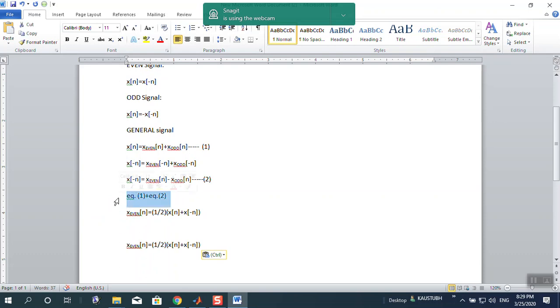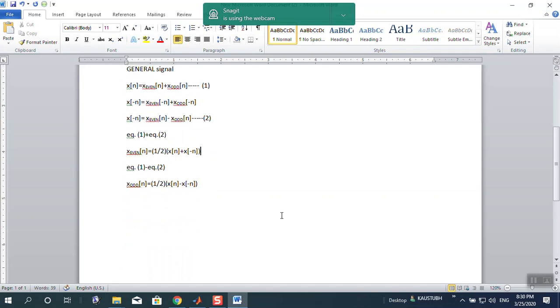Similarly, if we subtract equation 2 from equation 1, then we'll get x odd of n, which will be half of this minus this. So this is your even component and this is your odd component of the general signal x of n.